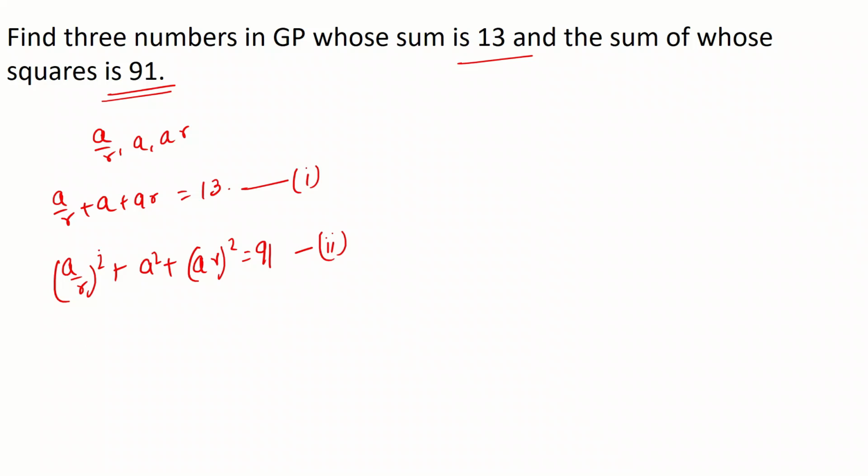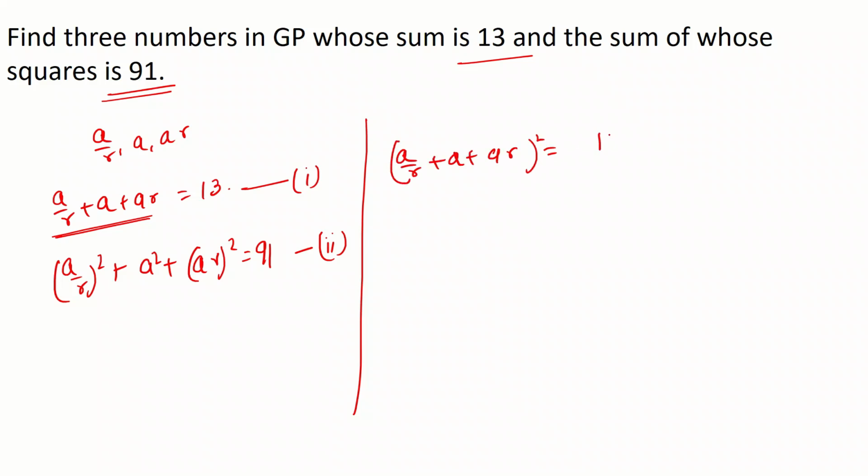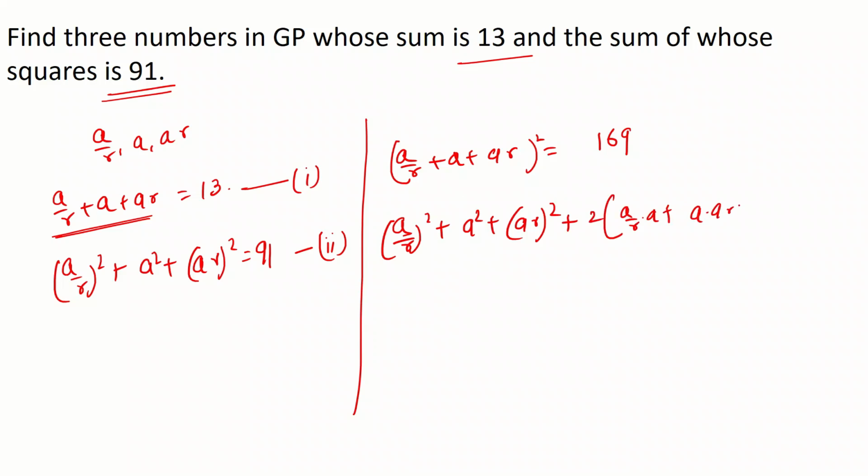Okay, so let's square both the sides of this. So I get A by R plus A plus AR, the whole squared, is equal to 169. Now A plus B plus C, the whole squared, is A square plus B square plus C square plus 2 into AB, which is A by R into A, plus BC, A into AR, plus CA, A by R into AR, is equal to 169.